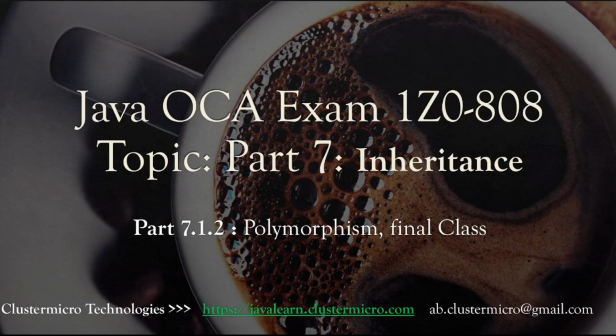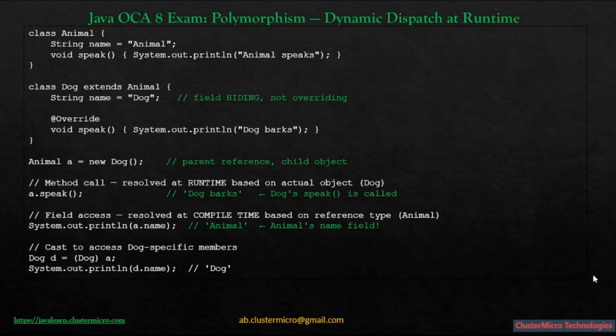Polymorphism and dynamic dispatch at runtime. Polymorphism is one of the key benefits of inheritance, and it is also a frequent source of exam traps on the OCA. Consider the statement Animal a = new Dog(). Here a parent reference, that is Animal, points to a child object, Dog.